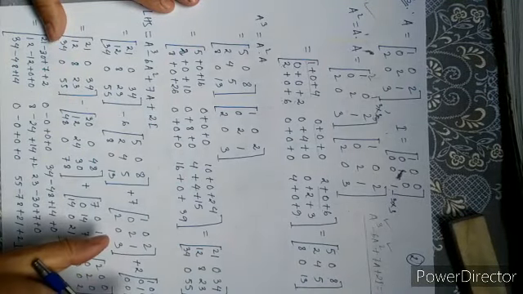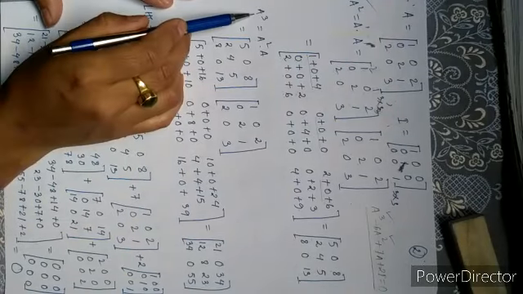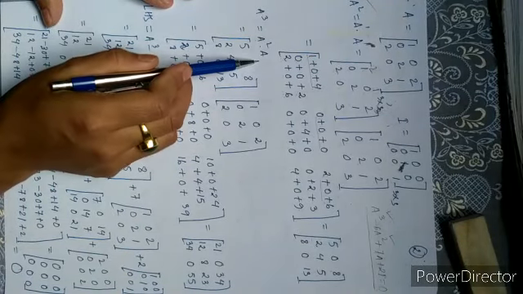Now that we have the value of A square, we will find the A cube. A cube is given by A square into A.